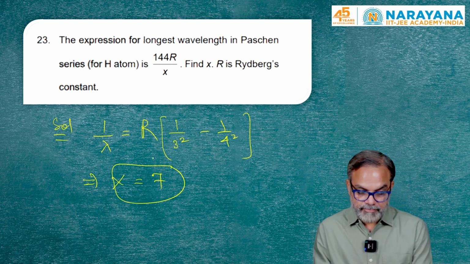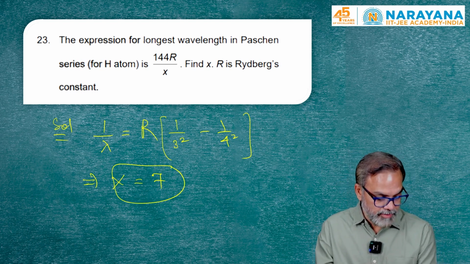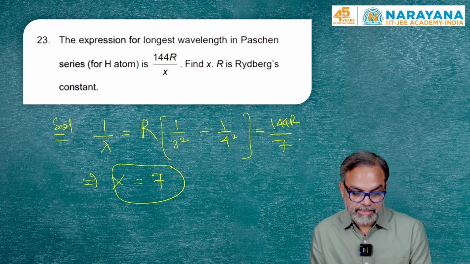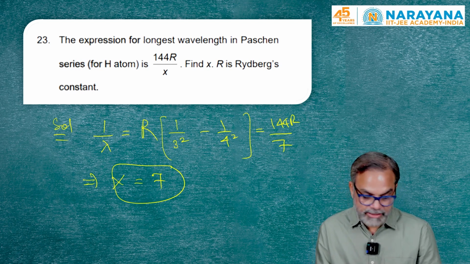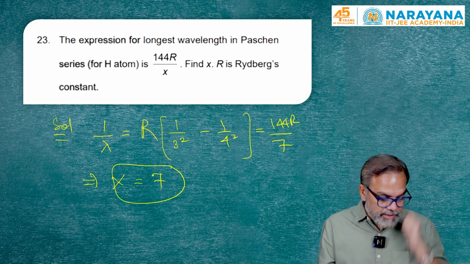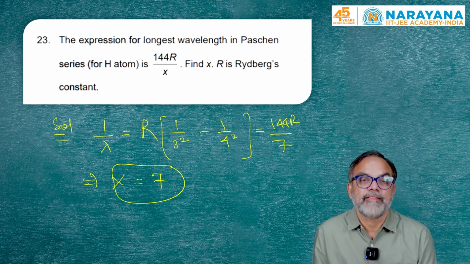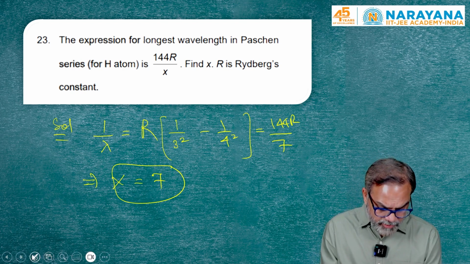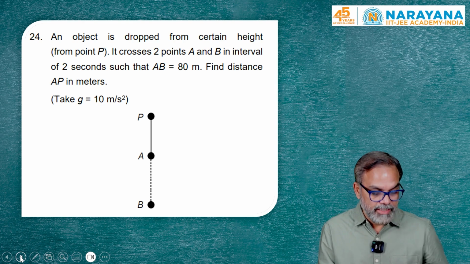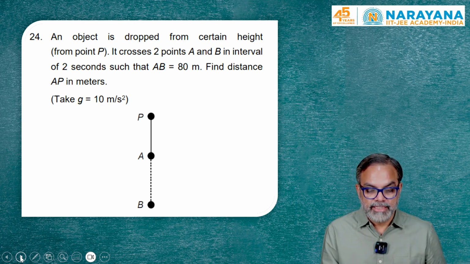So if we simplify, from here we get this as 144 r over 7. So that's the expression. So 1 by lambda, so we get the value of x as 7. Easy question, straightforward.